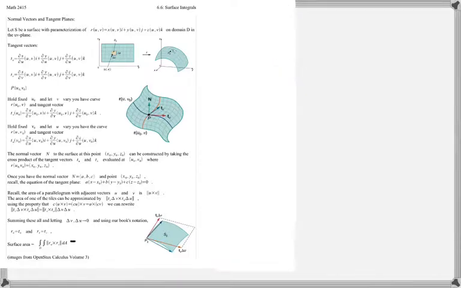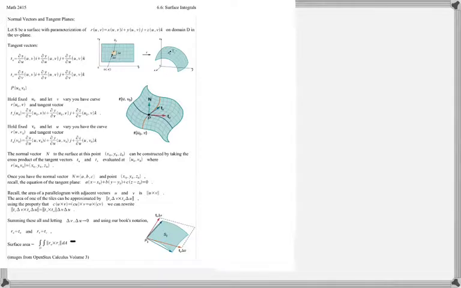Okay, so normal vectors and tangent planes. Let S be a surface with parameterization r(u,v) = x(u,v)i + y(u,v)j + z(u,v)k on the domain D in the uv plane. We can divide this domain D into a bunch of little squares or rectangles, with width delta u and height delta v.